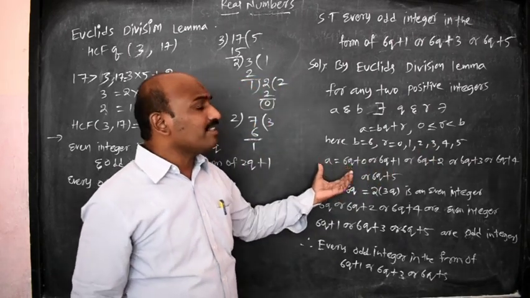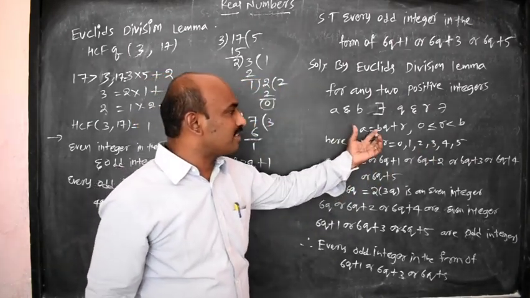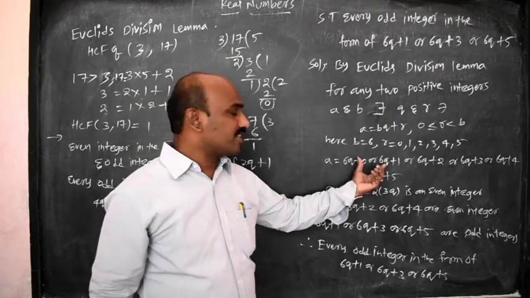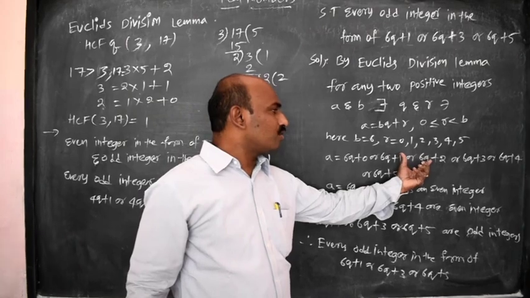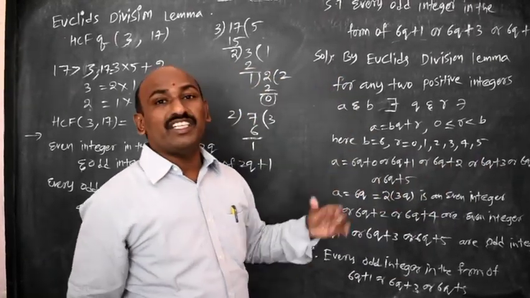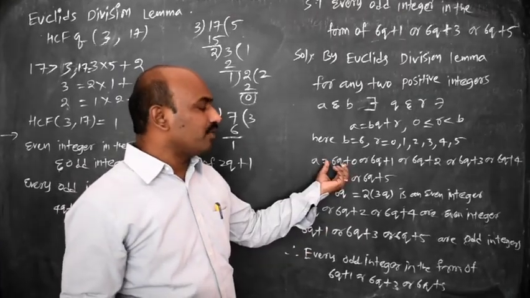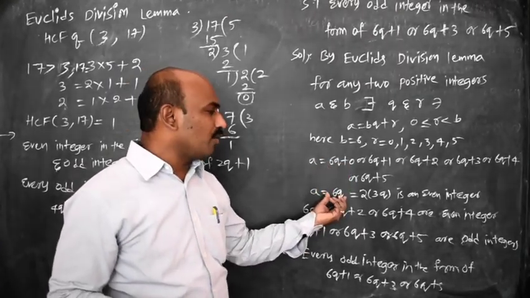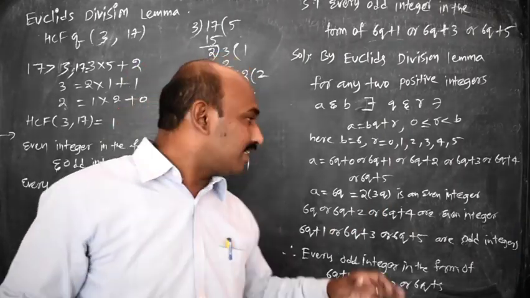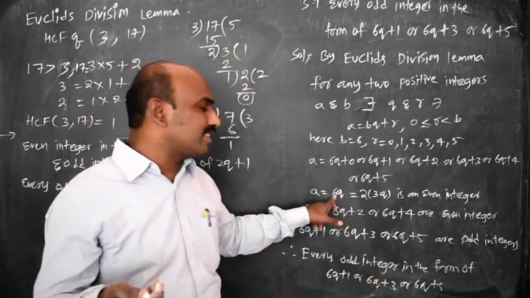Then we can substitute the values here. In the place of b we put 6, and in the place of the remainder we put 6q plus 0, 6q plus 1, 6q plus 2, 6q plus 3, 6q plus 4 or 6q plus 5. Now we need to check each number. If you take the first number 6q, we can write it as 2 into 3q. A multiple of 2 is always an even integer. That's why we can conclude that 6q is an even integer.